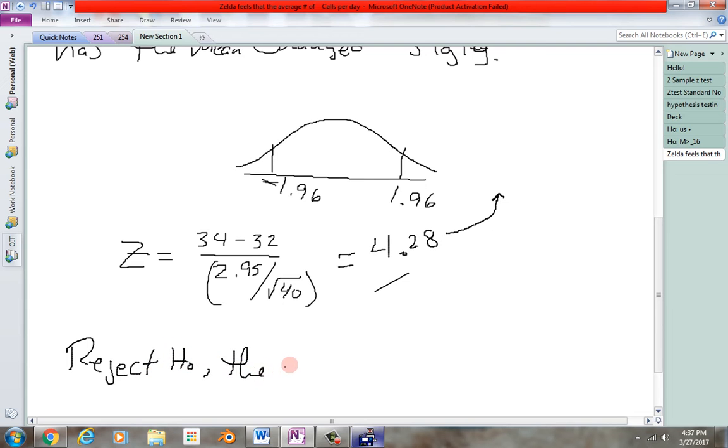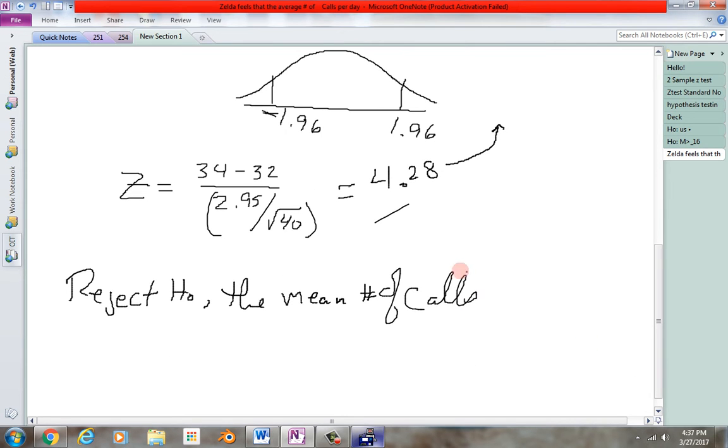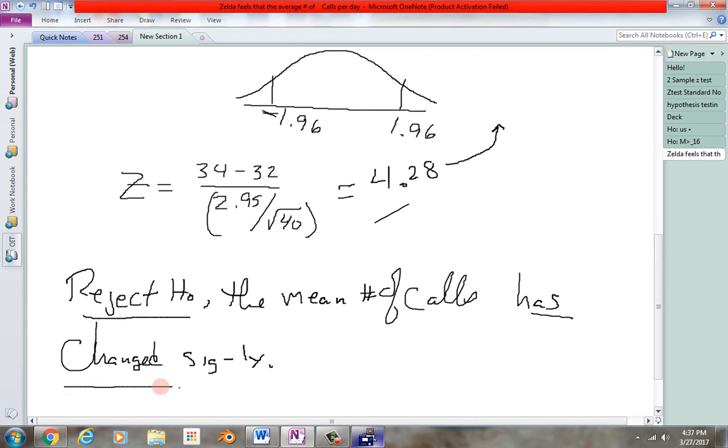Reject H naught. And what does that say? The mean number of calls, we have to give it their same terminology. We can't say has increased. Has changed, because that's what they asked about, significantly. Now, if you want to say something about Zelda, well, Zelda was right, yes? Or you could say reject H naught, Zelda's right, they have changed significantly. There's a variety of ways to word this. I'm looking for reject H naught, and I'm looking for has changed significantly. There's a variety of ways to state that. Okay?